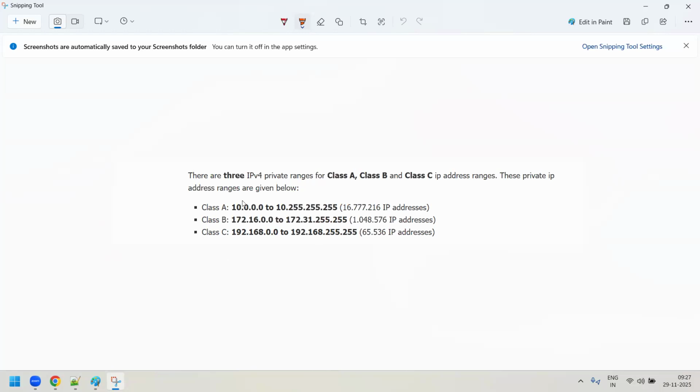Apart from this, what are the other IP addresses? Excluding class D and class E, what are the other IP addresses there? Those are all public IP addresses. Am I clear, sir? These are the private IPv4 CIDR ranges. Apart from these, any other IPv4 address is a public IP address.